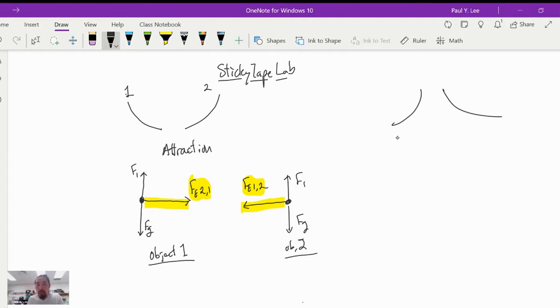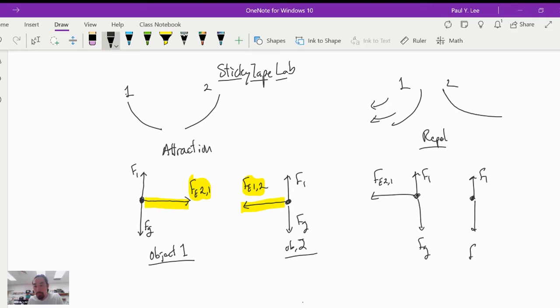The other one that you might have seen is repulsion. Let's do that. If this is object 1, almost identical to the attraction, except object 1 is being pushed to the left. So we can say that is F of E that 2 does on 1. Let's do the same for the other one. Almost identical, but the naming convention is F of E. This is how object 1 interacts with 2.